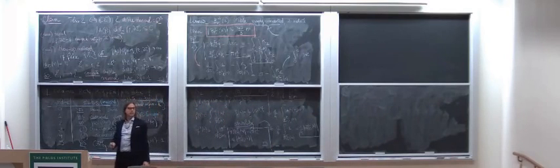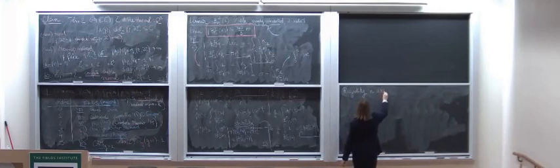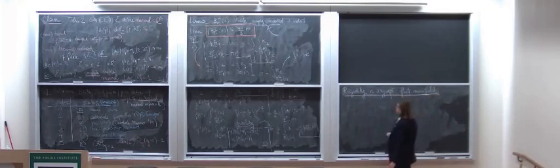So the point is that we asked this question about the presence of stable minimal surfaces in R3, but it's very important in general relativity to ask the same question for asymptotically flat manifolds. So the question will be the following. So what is an asymptotically flat manifold?